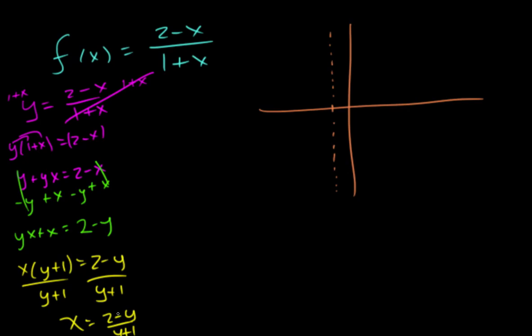So we have a horizontal asymptote. We create division by 0 at negative 1. And so we'll have a horizontal asymptote at y equals negative 1.